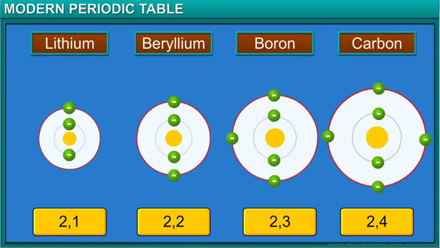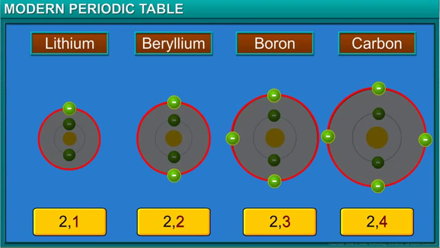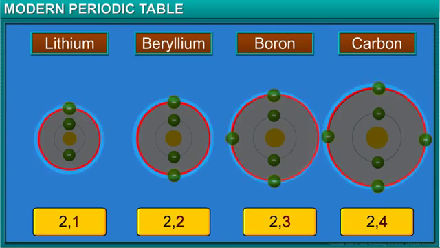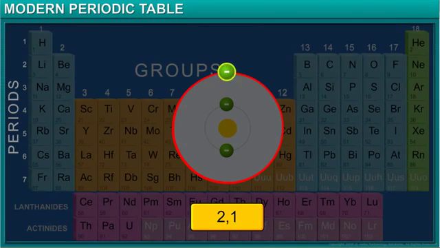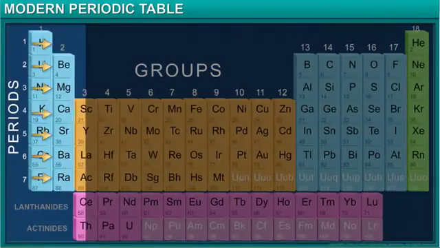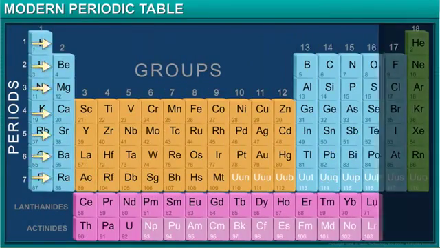And so on. We can see that these elements do not have the same number of valence electrons, but they have the same number of shells. The number of valence electrons increases by 1 unit as the atomic number increases by 1 unit.